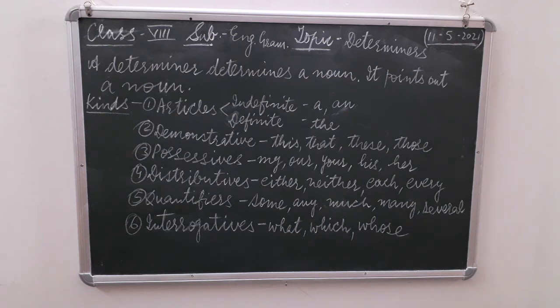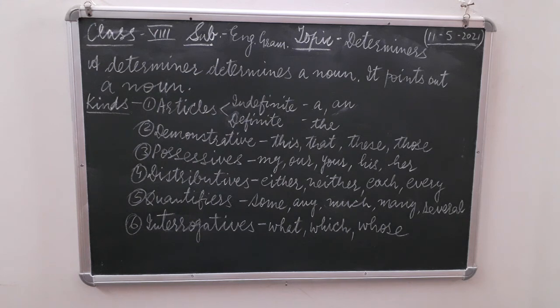Next, we do not use article before proper nouns. For example, I study in Saint Anthony's school. So Saint Anthony's is a proper noun. I live in Udaipur. Udaipur is a proper noun. So we do not use article before proper nouns.